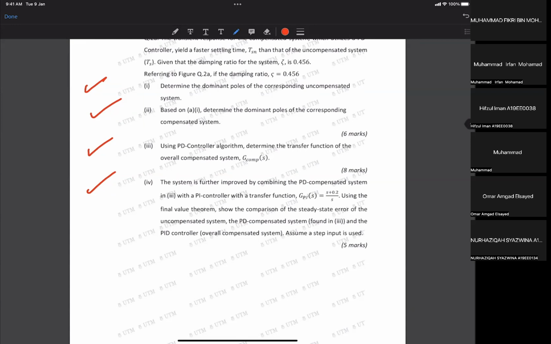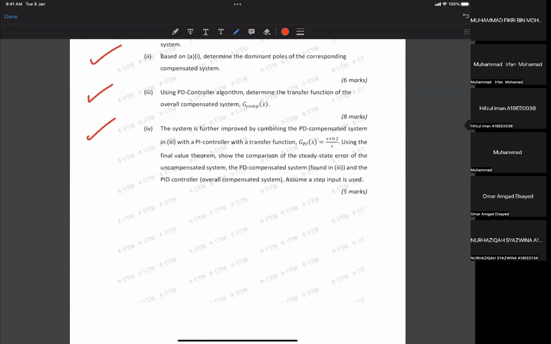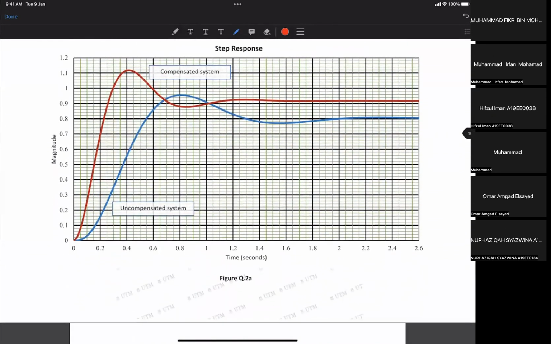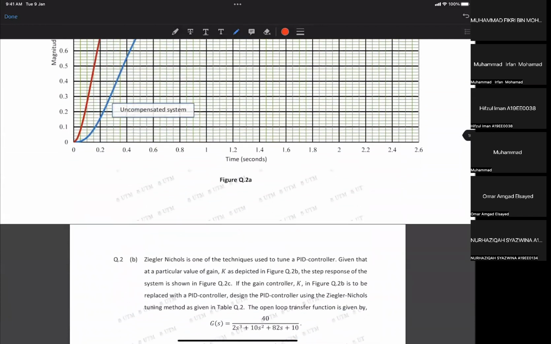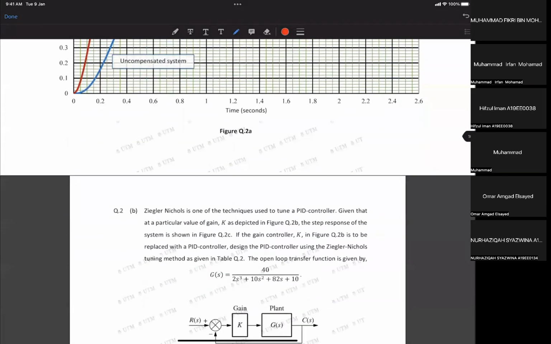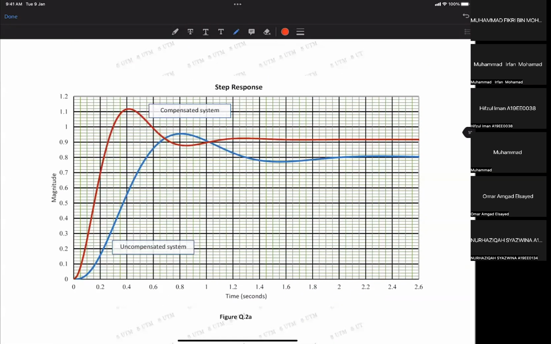Macam Fikri, you're off. Baca, jawab belum lagi. Okay, tengok ni. Kira dia punya apa?